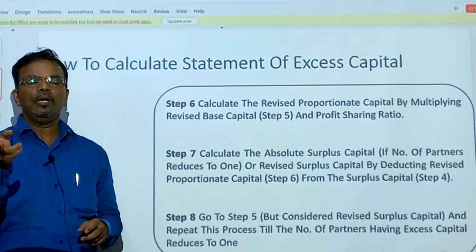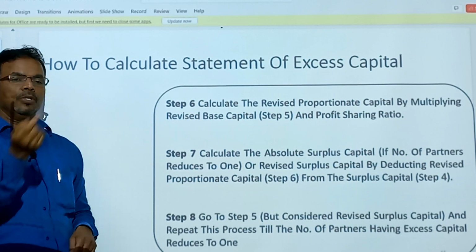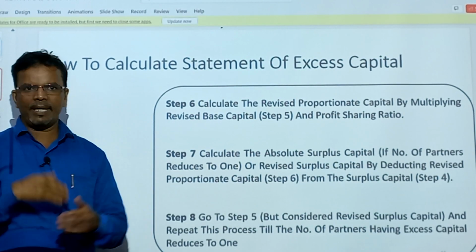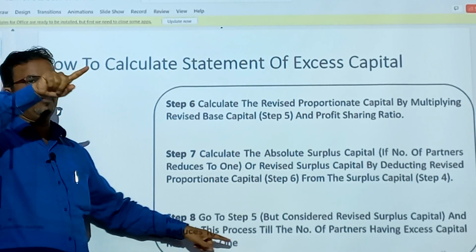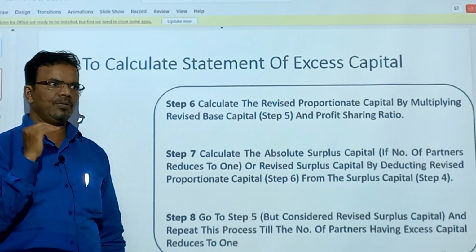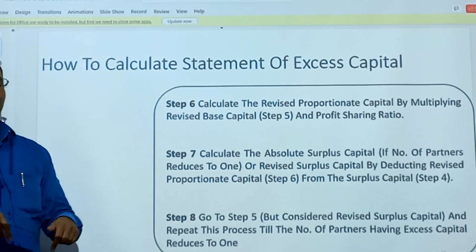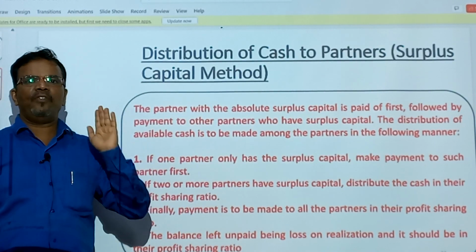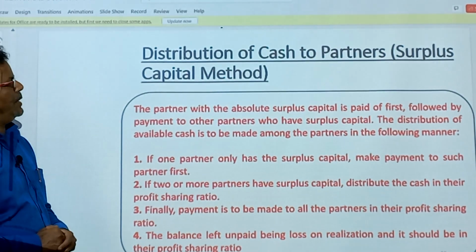So we will get balances, and from them we will take whichever is the less. And that amount should be multiplied again with the PSR. So we will get the amount. That amount is again subtracted from the surplus capital. And last we will get the surplus amount of the particular partner, and that we have to pay first. So these are the steps for the preparation of the statement of excess capital.